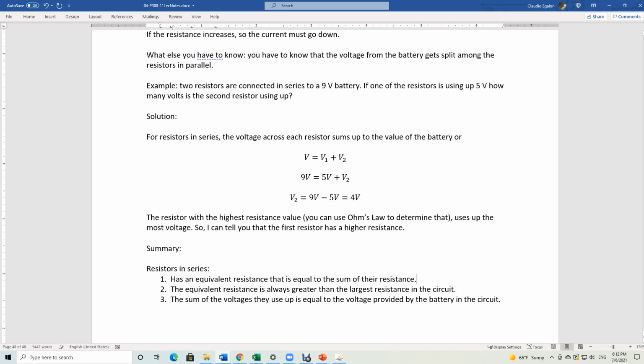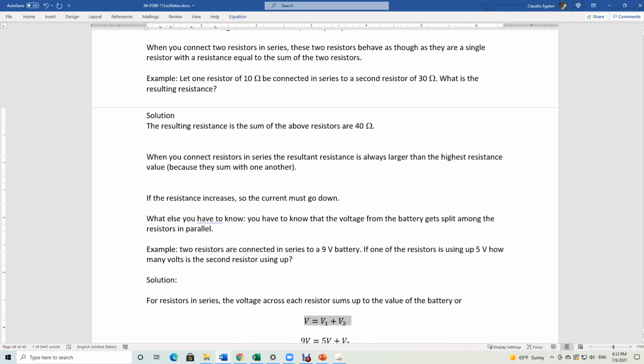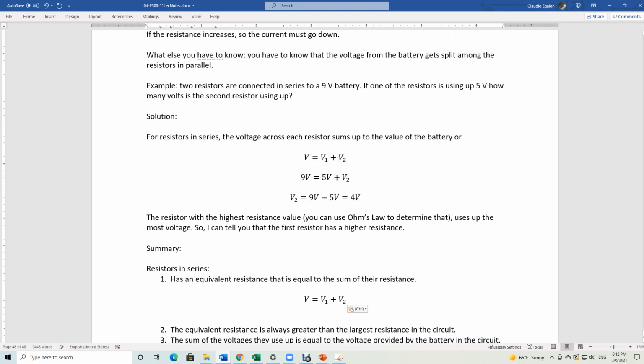I'm going to put that in generic format. For the resistance, we call it the equivalent resistance for resistors in series. We call equivalent resistance R1 plus R2 plus R3 plus R4 and so on, depending on the number of resistors we have, 1, 2, 3, plus Rn.